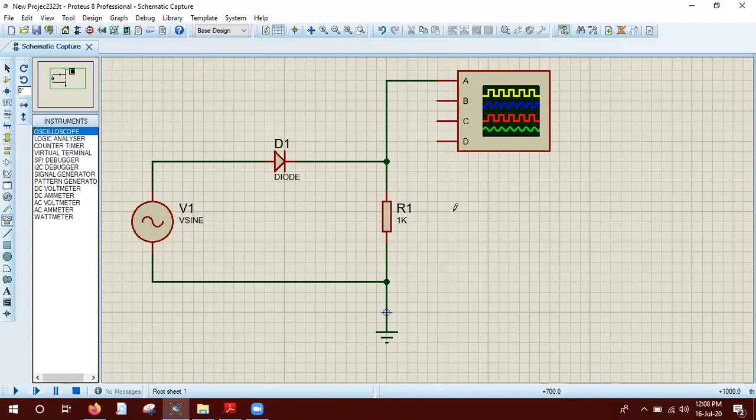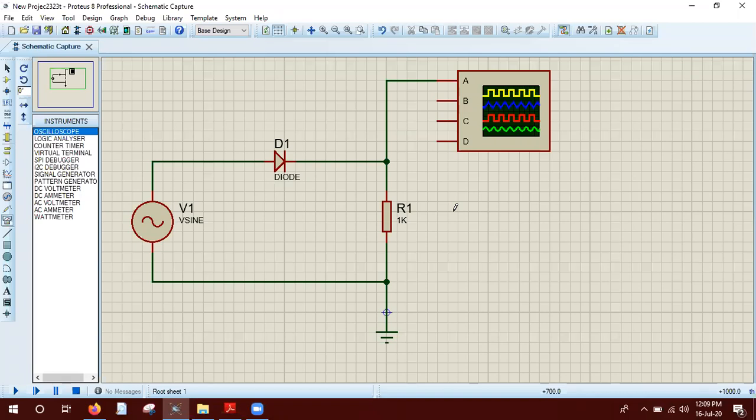How about the other terminals, sir, like B, C, and D? It's quite easy. You just connect B, C, D, no problem. There are four channels, which means you can see four graphs together. Yes, sir. Okay, understood.